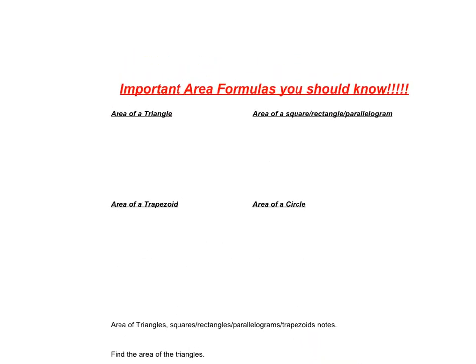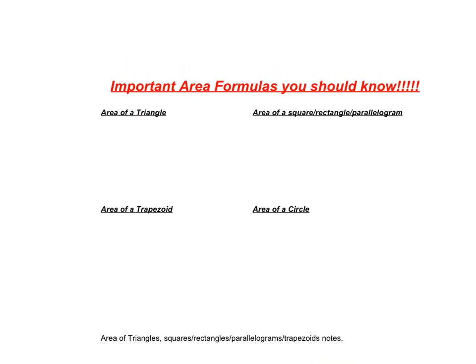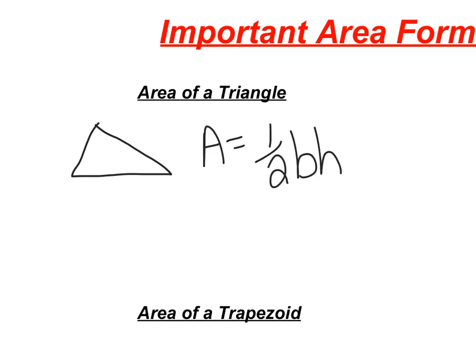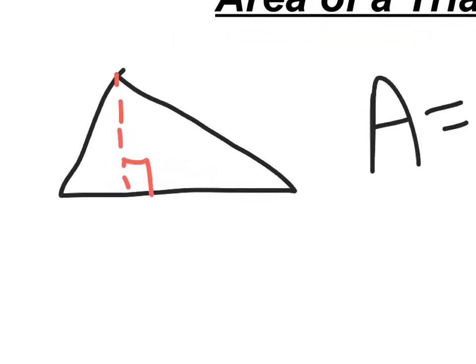So we have just some important area formulas that you should know. First one is the area of a triangle. If we have a triangle, we'll just draw one in here. Our formula for area is 1/2 the base times the height. And the base and the height are perpendicular to each other. Usually with a triangle, you'll see something like this that is perpendicular to a side. That is perpendicular, that's going to be the height. And the side that it is perpendicular to is going to be your base.